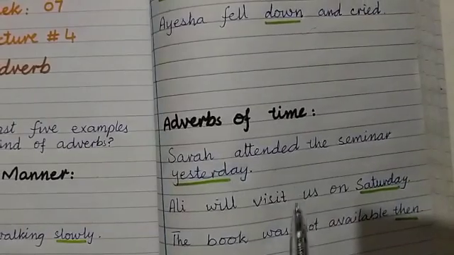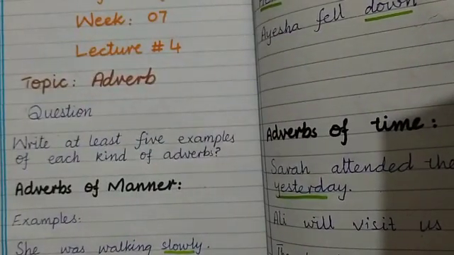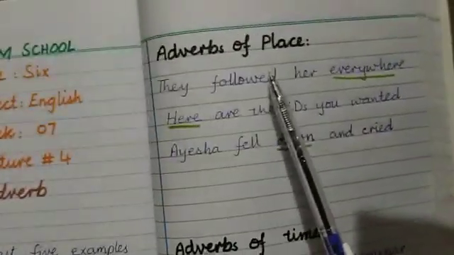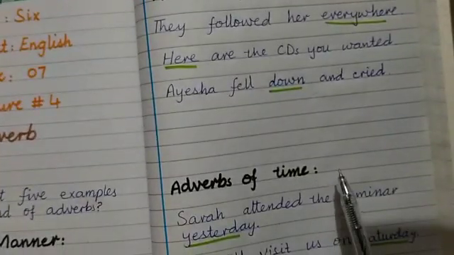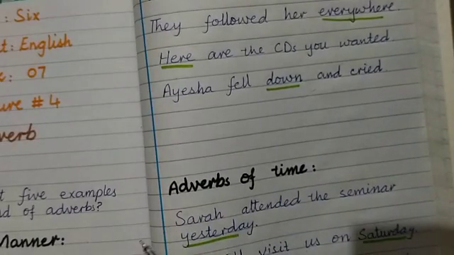You know that adverbs of manner tell us how an action takes place. Adverbs of place tell us where an action takes place, and adverbs of time tell us when an action takes place. Okay, you will make your notebook like this.